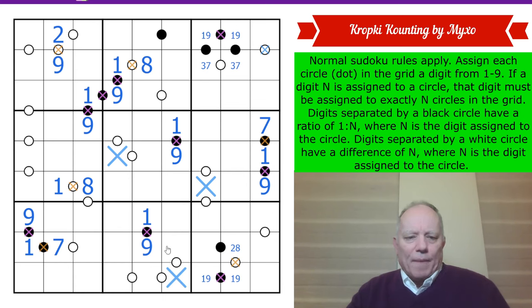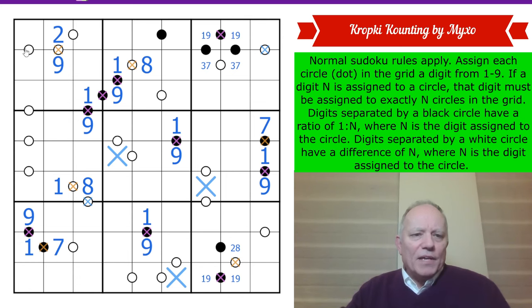Obviously, only one of the white dots can have a 2-8 pair. This one, no good. This one, yes, that would work. Now we're trying to get up to 6, and I haven't really approached column 1 yet. How far have we got? 1, 2, 3, 4, 5. This one can't be, because we can't put an 8 in row 1, column 3. So the 6th one is in column 1 somewhere.